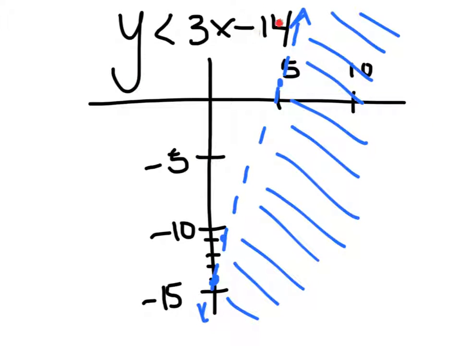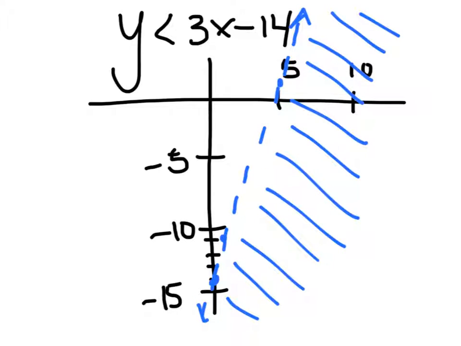So we have a y-intercept of negative 14. We start down here. We go up 3 over 1, up 3 over 1, up 3 over 1. So I kind of went up 15 over 5, if that makes any sense. So up 15 over 5 would be a slope of 3. It is a dashed line, and I have shaded below. So everything on this side of the line. This would be above, this would be below.